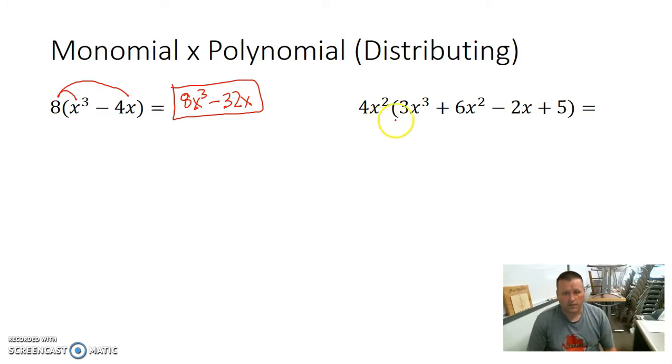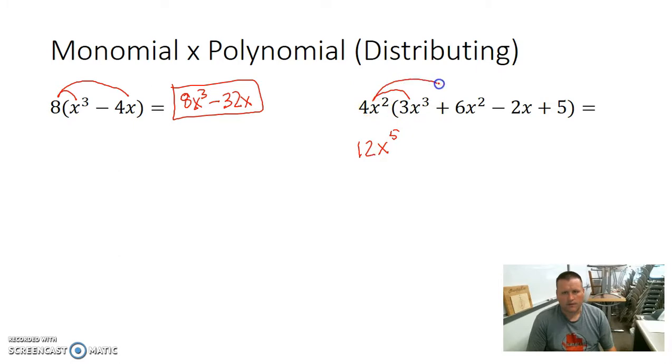Okay, this is a good example, the second one here. So I've got 4x to the second that's going to multiply to 3x to the 3rd, and 6x to the 2nd, and negative 2x, and 5. So I'm just going to distribute this in, multiply my coefficients. So 4 and 3 multiply together to give me 12. And then I add my exponents. 2 and 3 give me 5.